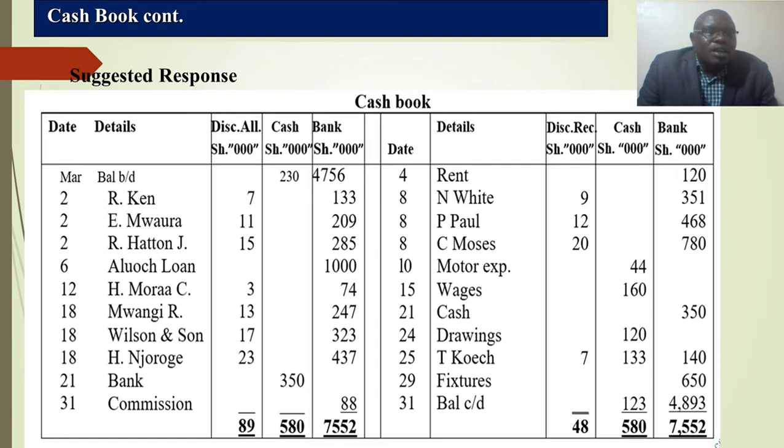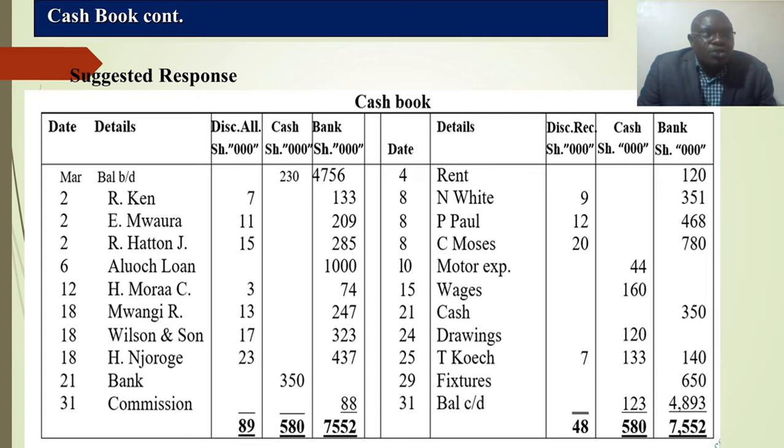Reason being, discount allowed and discount received are not related in any way, because discount allowed relates to debtors, and discount received relates to creditors. So the two discounts cannot be balanced off because they are not associated in any way. So we simply find the totals of discount received and the discount allowed. So the total for discount allowed is 89,000 Kenya shillings, and the total for discount received is 48,000 Kenya shillings, and they are left like that.